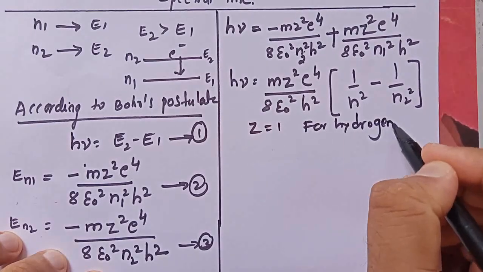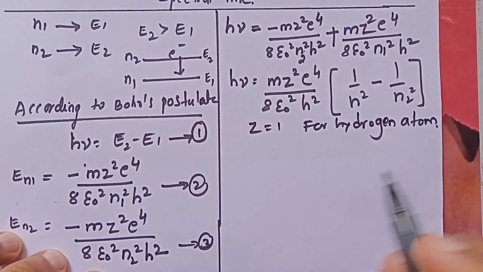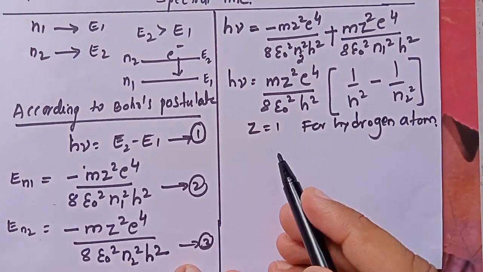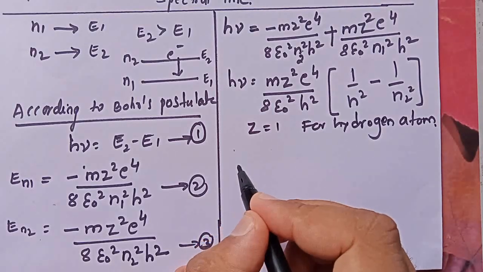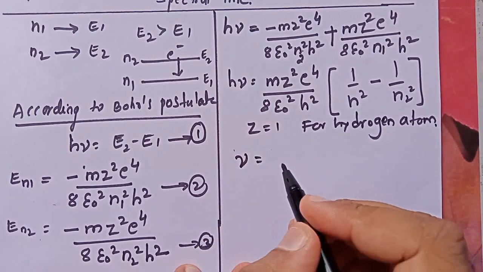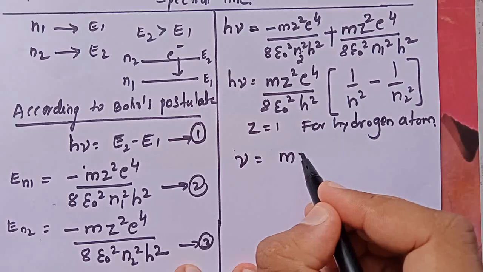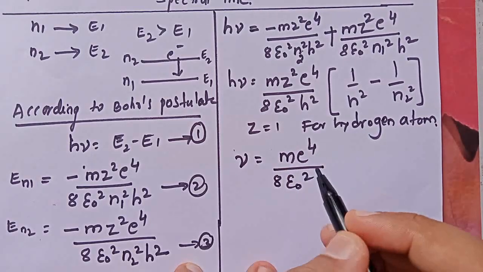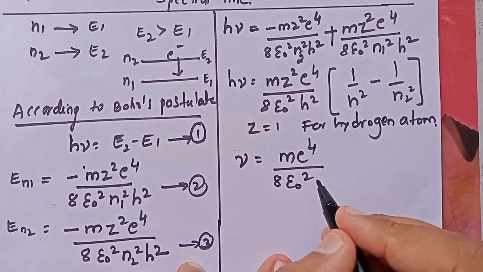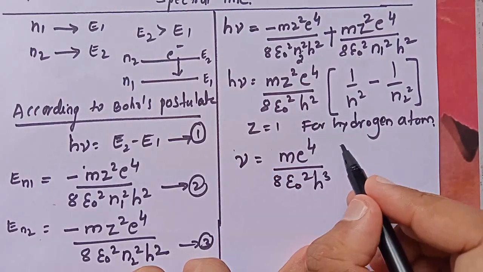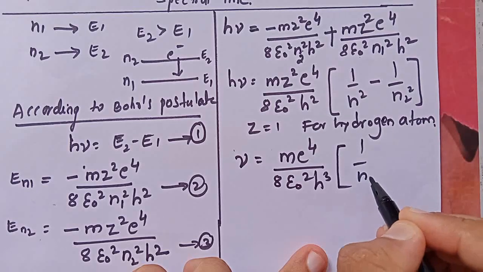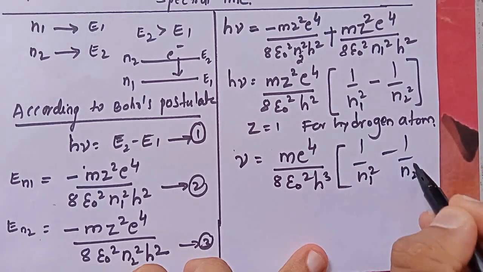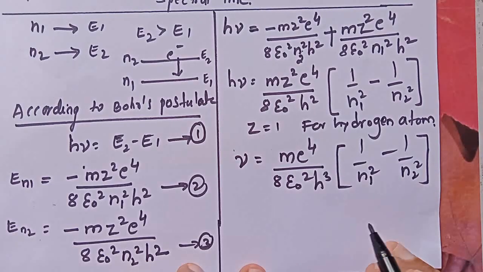Z is equal to 1 for the hydrogen atom, and by putting z equal to 1 I will take h to the RHS, it comes to the denominator, therefore the frequency only is remaining here. Nu is equal to m e raised to 4 divided by 8 epsilon naught square, so h comes to the denominator, it becomes h cube, right? H cube, and 1 divided by n1 square minus 1 divided by n2 square, right?